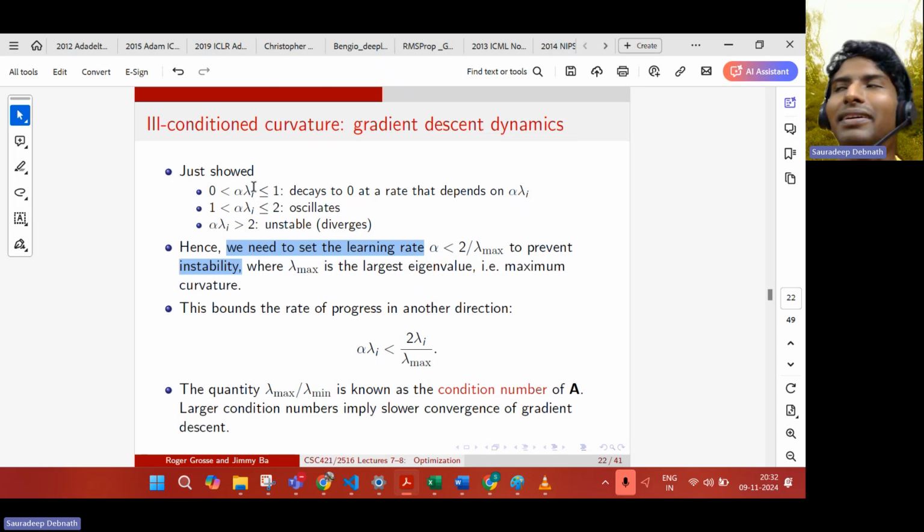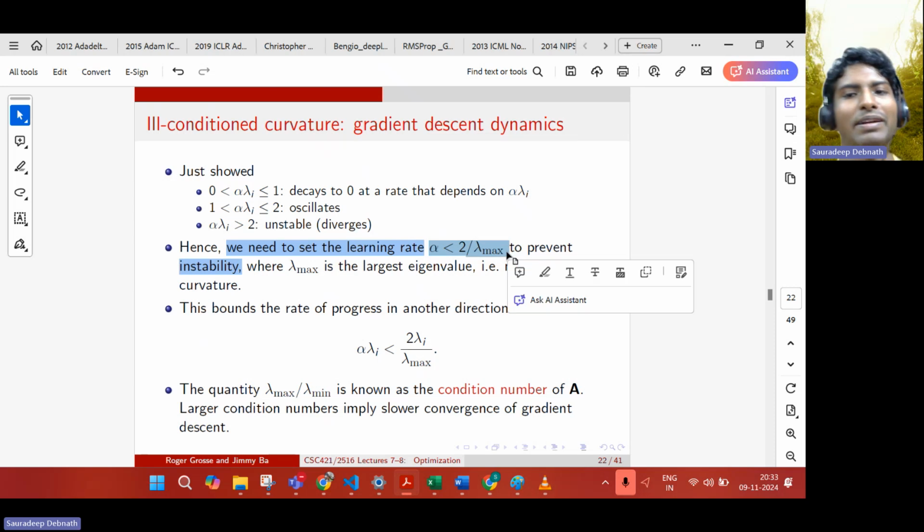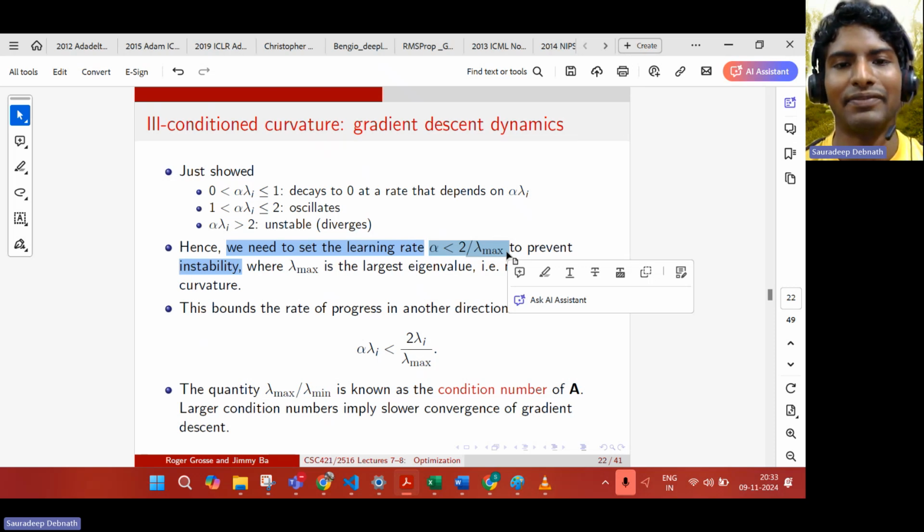But as you have seen, there could be very complicated pathological surfaces in case of deep learning. So we have to be prepared for all the directions, otherwise there will be divergence. So the learning rate alpha needs to be lower than 2 by lambda max. Unless it's less than this, the learning would just diverge.